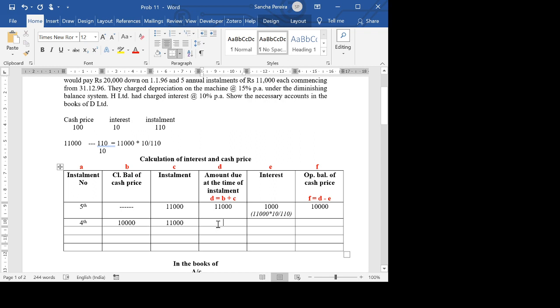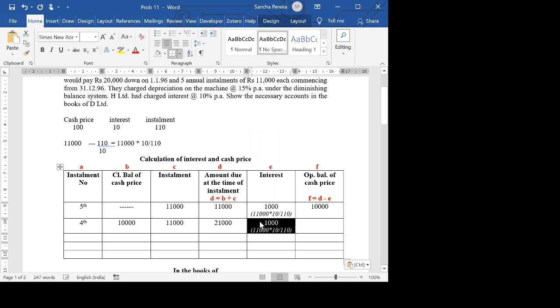Now, you tell me this. Amount due at the time of installment, what will that be? Basically, in the fourth year, what we are calculating interest on is the total amount due: the outstanding cash price plus the installment that has to be paid. By this formula, you get 10,000 plus 11,000, which is 21,000. And if you say 21,000, the interest will be 21,000 into 10 divided by 110, which gives me 1,909.